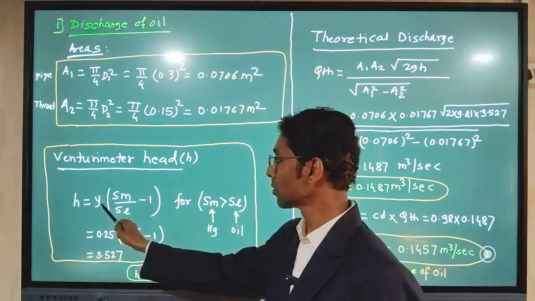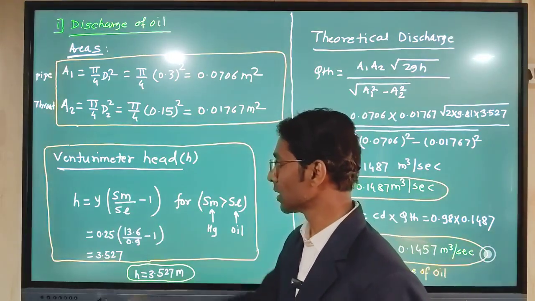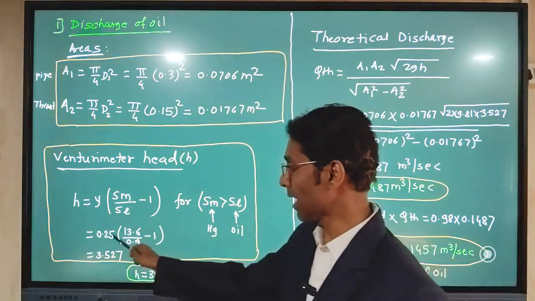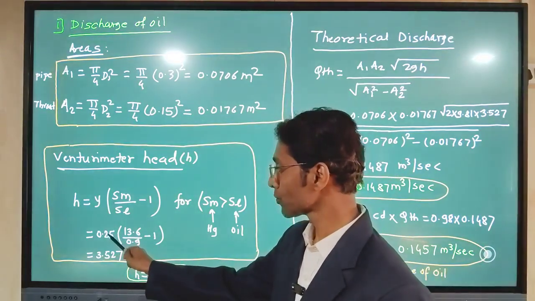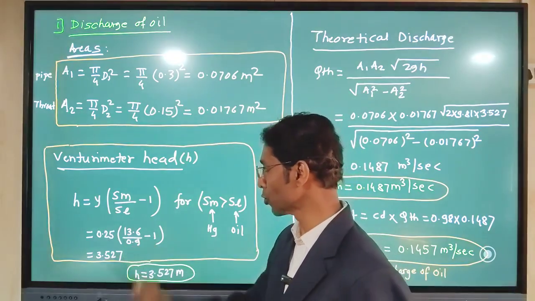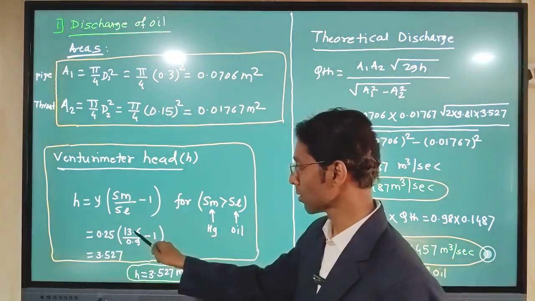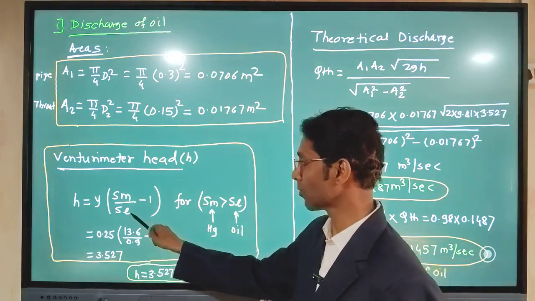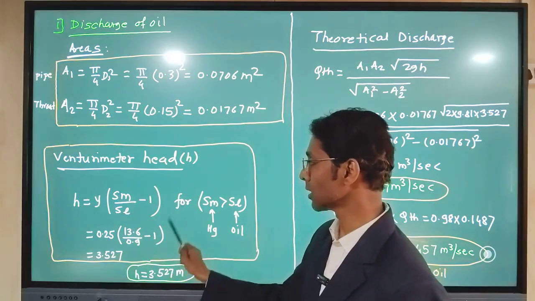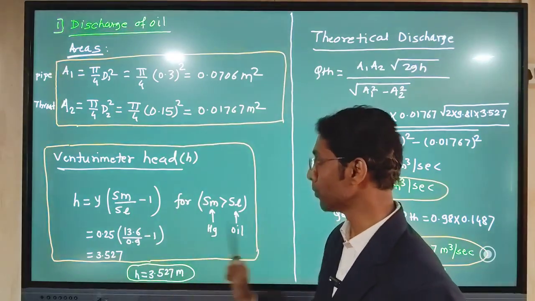H is equal to Y into (SM by SL minus 1), where Y is the deflection of the manometric fluid, that is given as 250 mm. In meters we take 0.25. The specific gravity of mercury in the manometer is 13.6. The specific gravity of oil in the pipe, SL, is 0.9, minus 1. Doing the calculation, we find the Venturimeter head in meters.